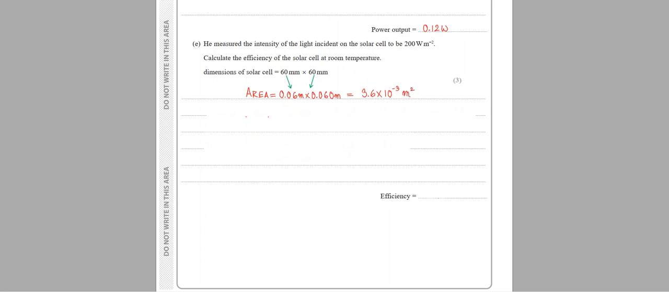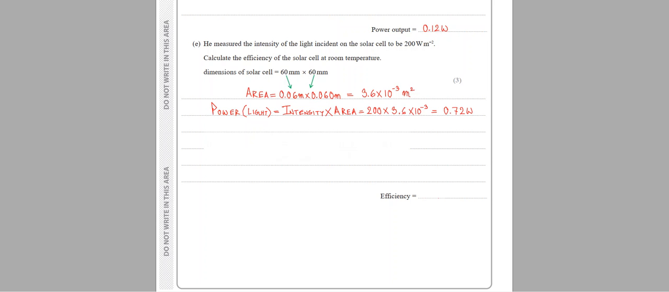Guys, first things first, you have to understand how a solar cell functions. What is the input and what is the output? When it comes to a solar cell, the input energy is light energy and the output energy is electrical. In other words, you can also say the input power is in the form of light and the output power is in the form of electricity.